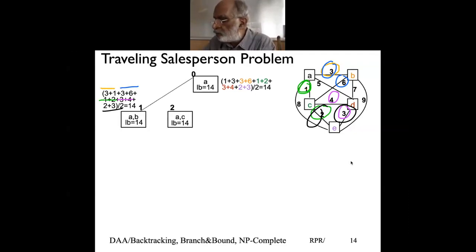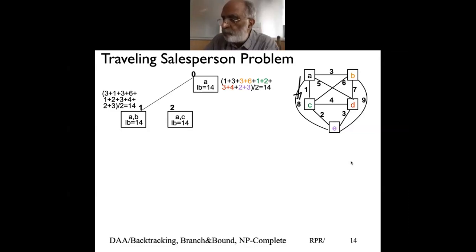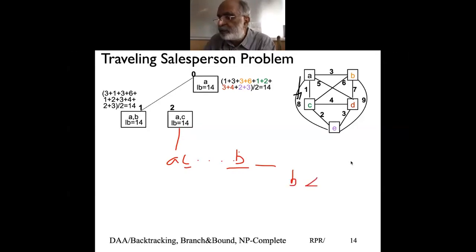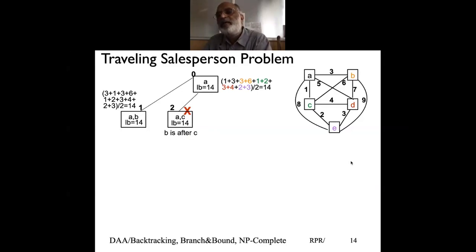Now we look at what happens if I follow A to C. Any path you follow further down will be A, C, and somewhere B would come. Here C comes before B, and we have put a constraint that we will explore only paths where B comes before C. That means we don't have to explore this path, and we'll simply stop there, because in this path C comes before B.